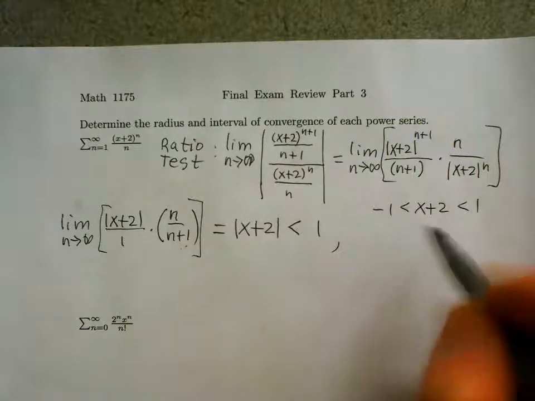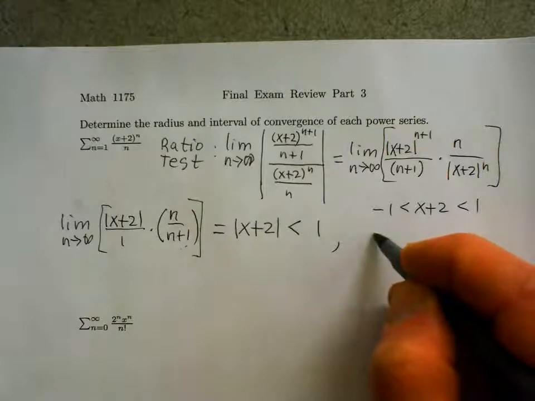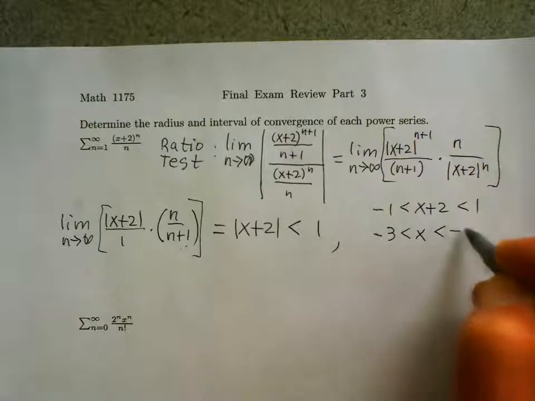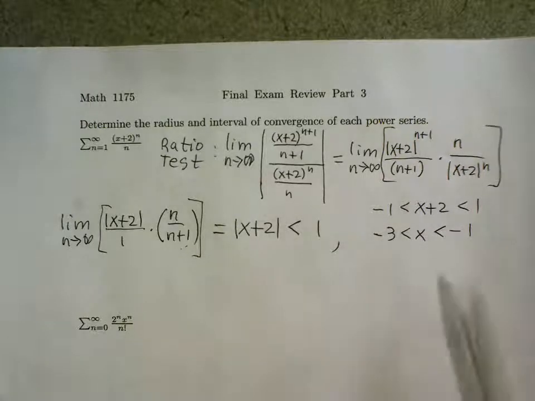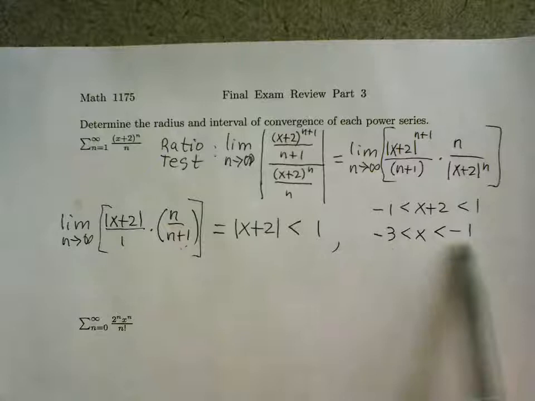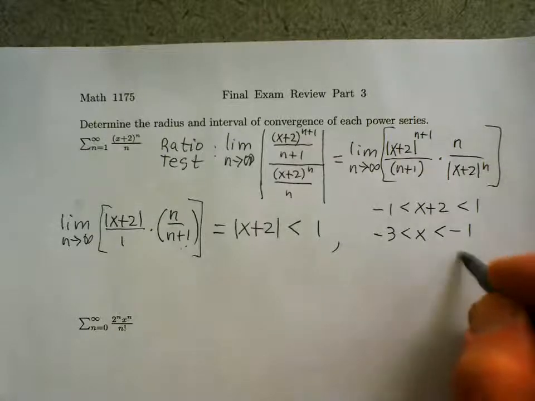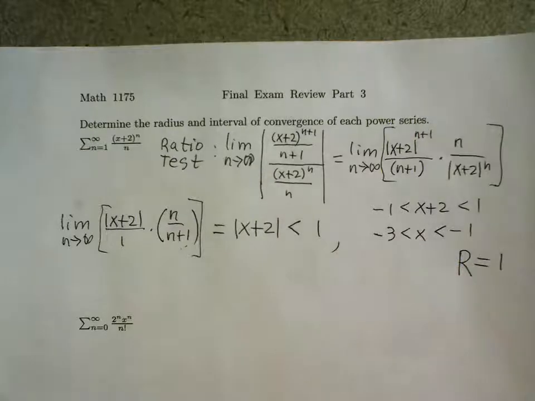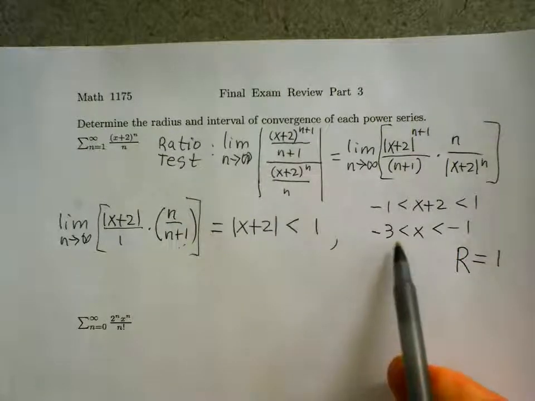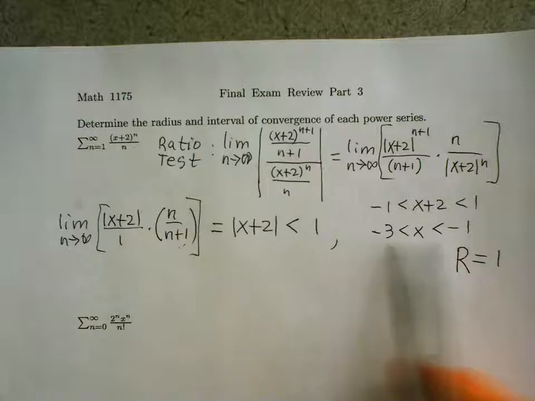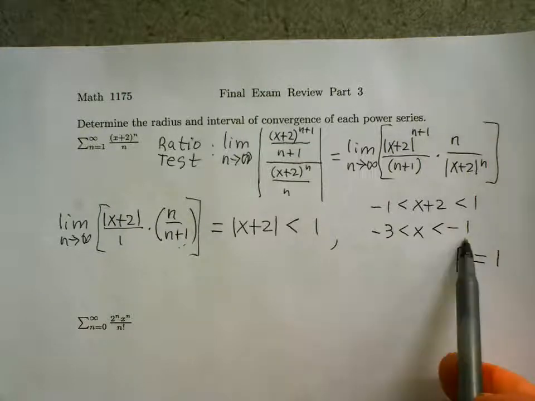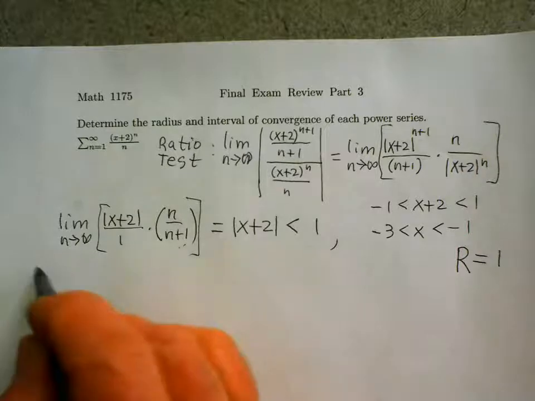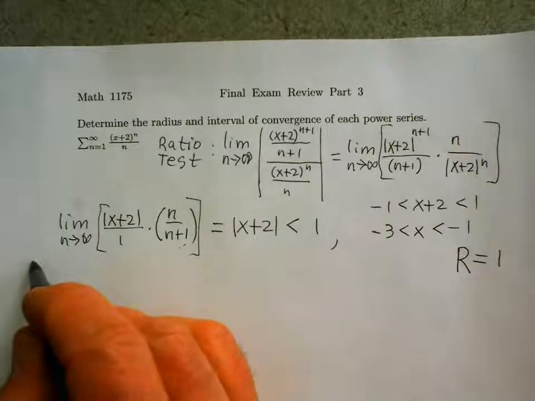Solve this for x by subtracting 2 from each of the three parts. We get negative 3 is less than x, which is less than negative 1. The length of this interval is 2, so that means the radius of convergence is 1. And then we need to determine if one or the other of the endpoints are included. So check the endpoints.